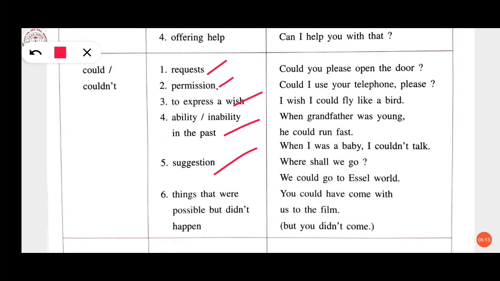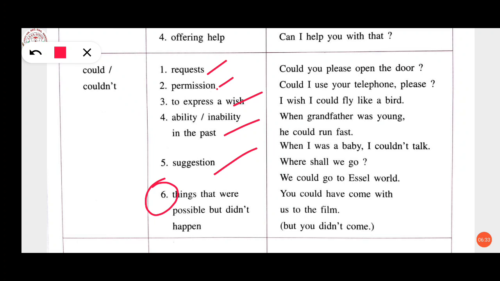Then fifth is suggestion. Sixth, things that were possible but didn't happen. It shows the probability, meaning things that were possible. It may be possible that it could happen but didn't happen.